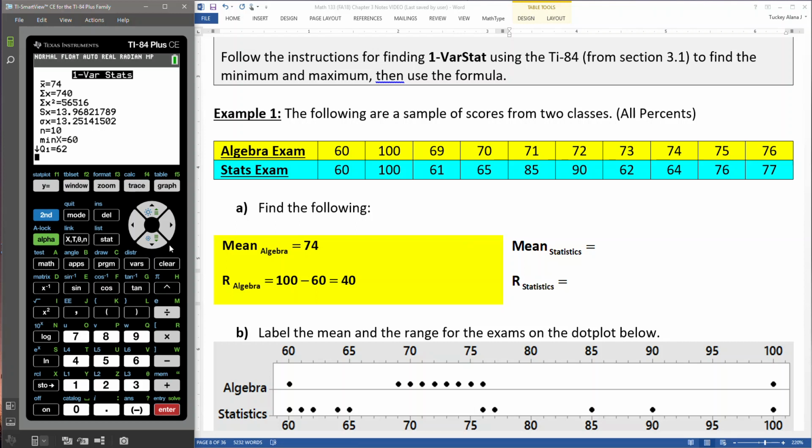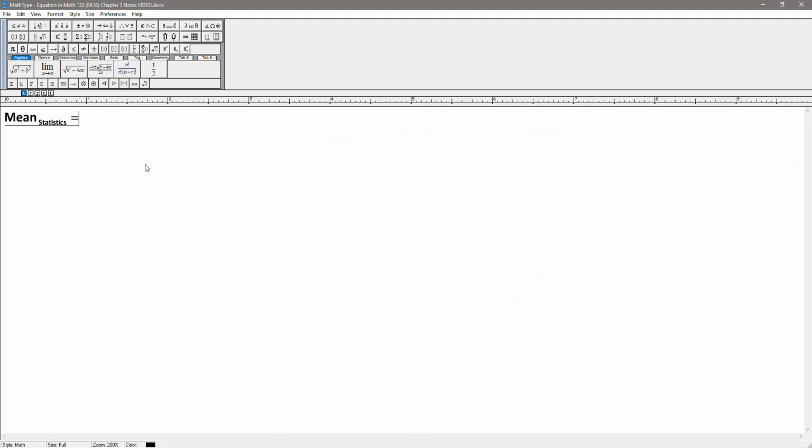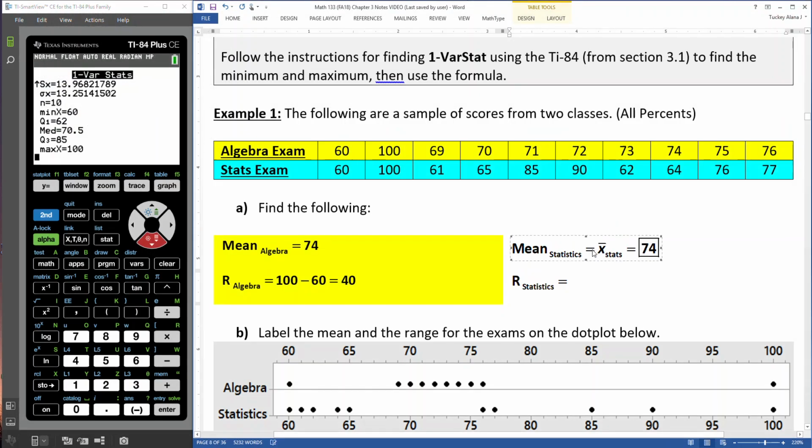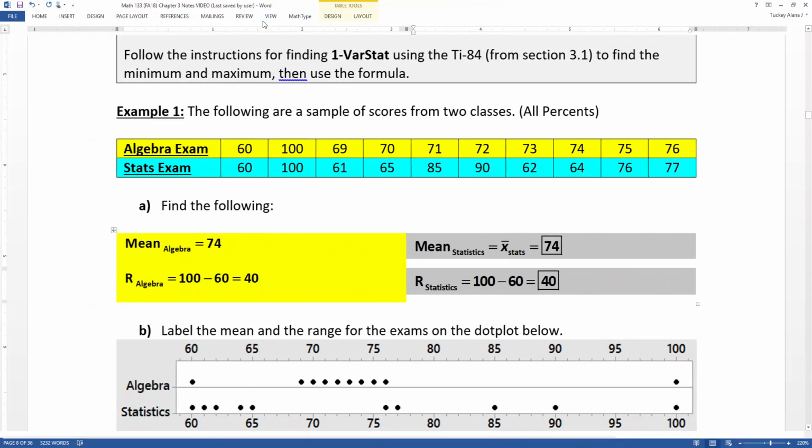Interesting. Now the range is not something that is found with the calculator. However, the calculator finds the min and finds the max, and you could use those to find the range yourself. So that's what we would do. So the mean is 74, and then the range is 100 take away 60, which is 40. So those are the values for the stats exam.